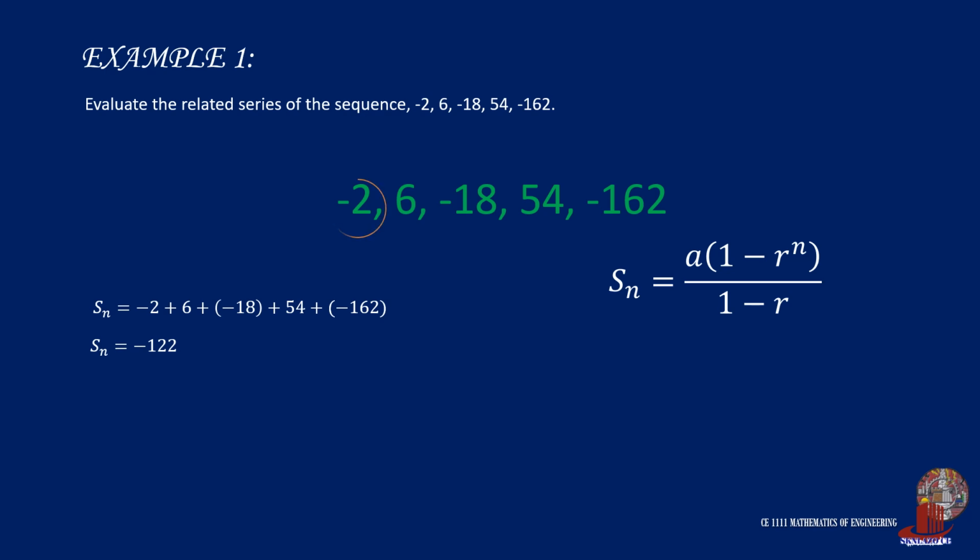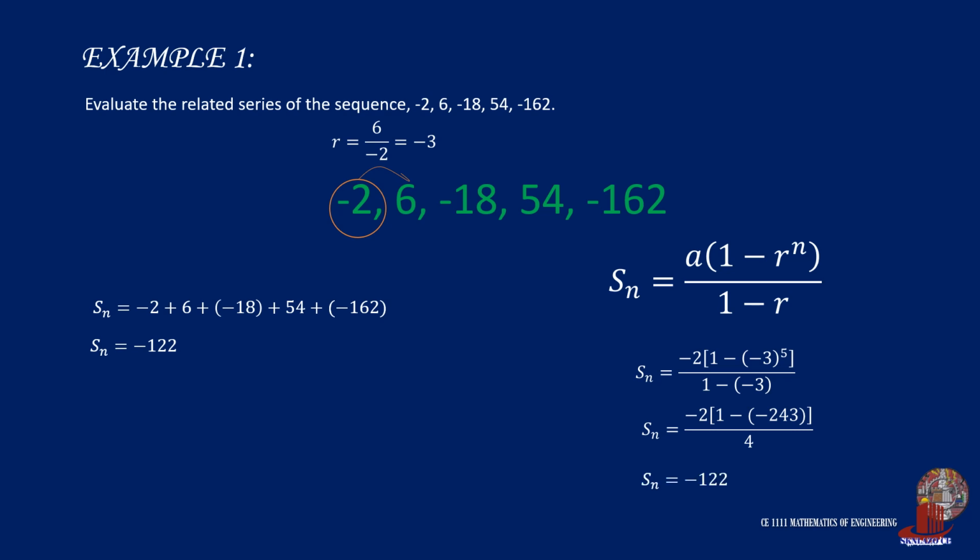The initial term a is -2, and there are 5 terms in the sequence. However, r is still to be determined. So from the terms, we can take the common ratio as 6 all over -2, which is -3. This is then added to the formula to have -2 multiplied by the quantity of 1 minus -3 to the 5th power, and everything's divided by 1 minus -3. We can simplify this as -2 times 1 minus -243 all upon 4, and that is computed as -122 just the same.